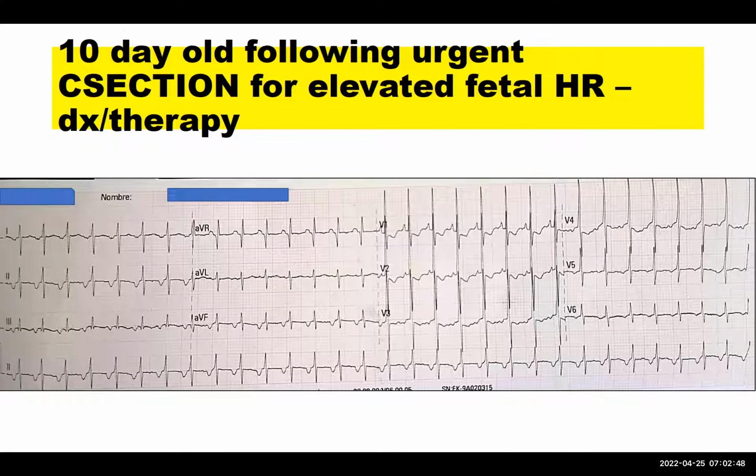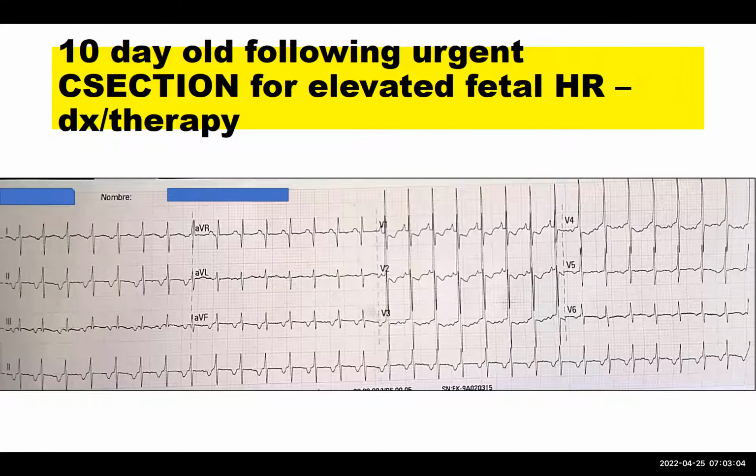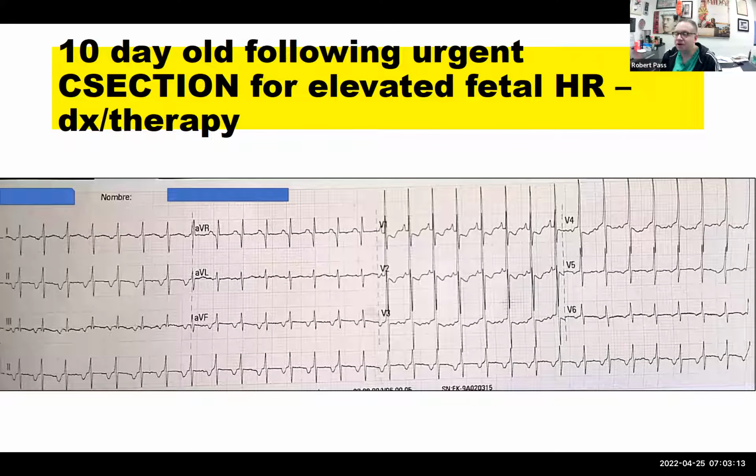So 10-day-old and a heart rate of 170. I don't think that's very elevated. I think it's still within normal range for a 10-day-old in sinus rhythm. Yes, I see. In low right atrial rhythm. And you're saying this is low right atrial rhythm because of the axis of the P wave, is that right?